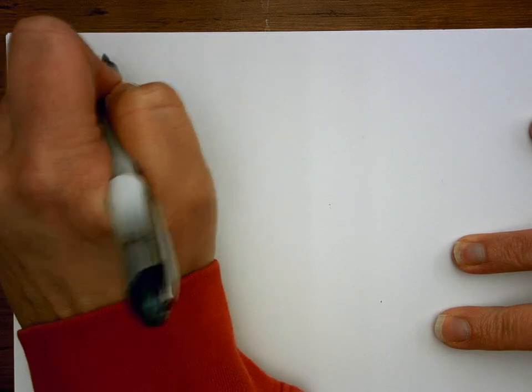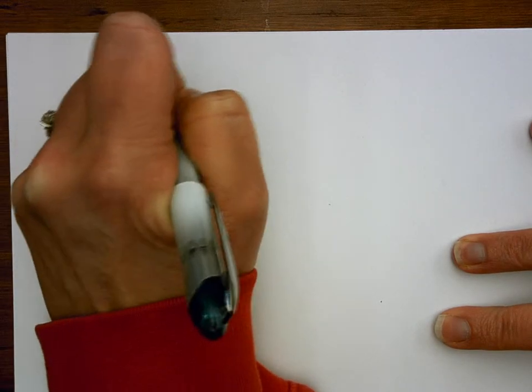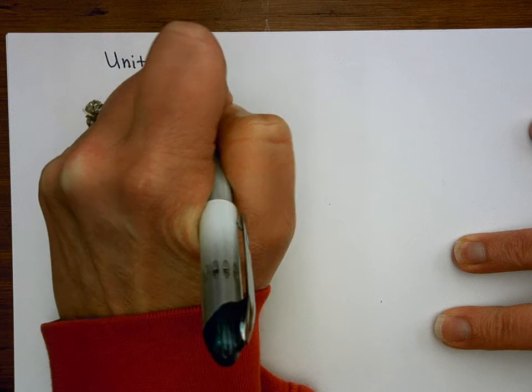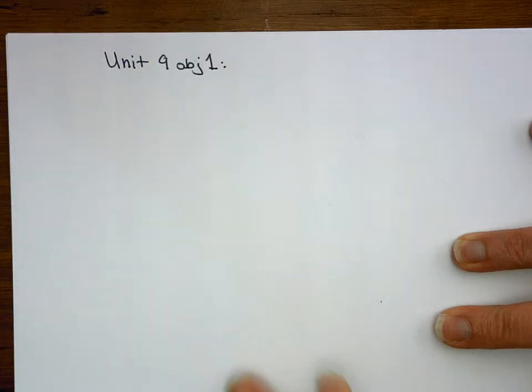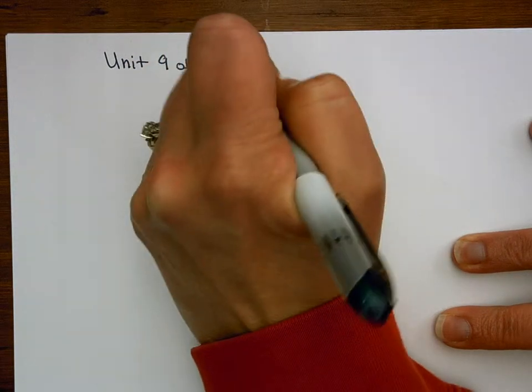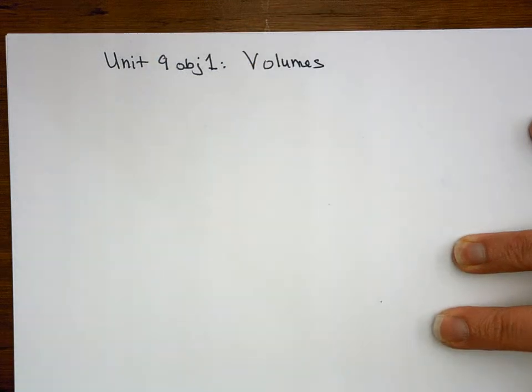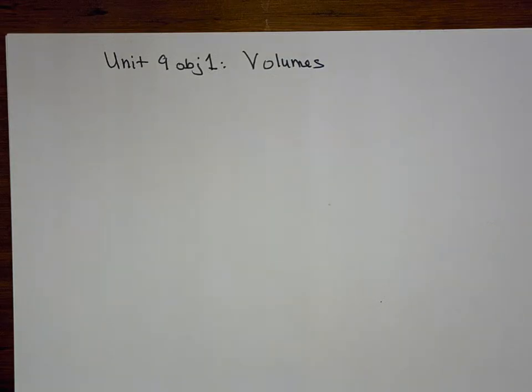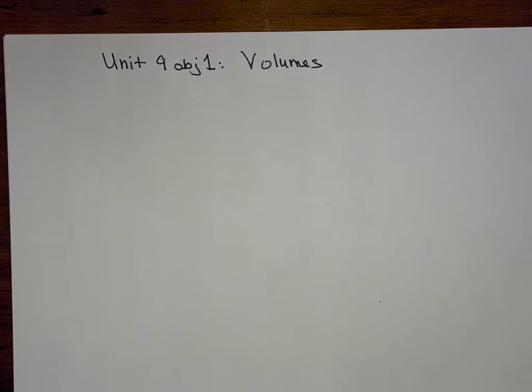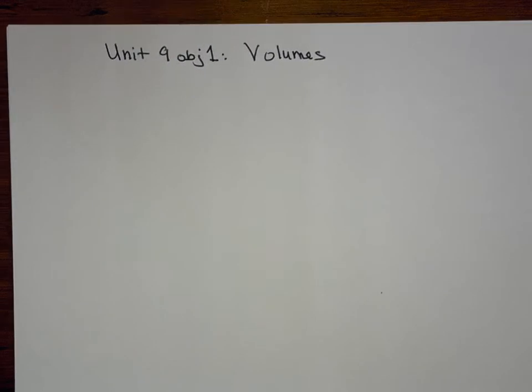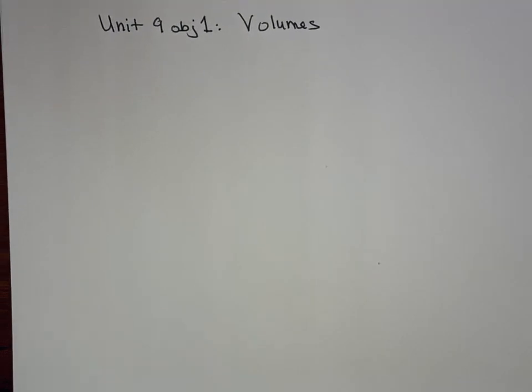Okay, so this is for Math 3, Unit 9, Objective 1, which is our volumes. And we're not just going to be doing volumes of our three-dimensional figures, but also doing truncated. And so there are some formulas that we need to know.